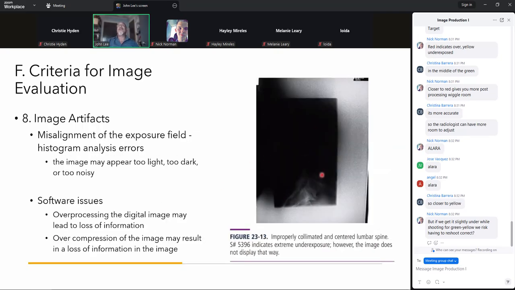Misalignment of the exposure field, we get, again, histogram errors. The scatter that's generated outside or by the body is enough to cause an exposure field recognition error in this CR. Again, this is not going to happen with DR, unless there's a software issue, as it says there.